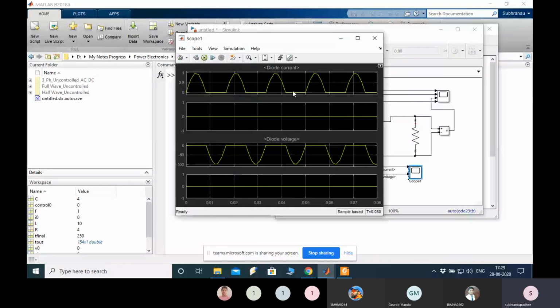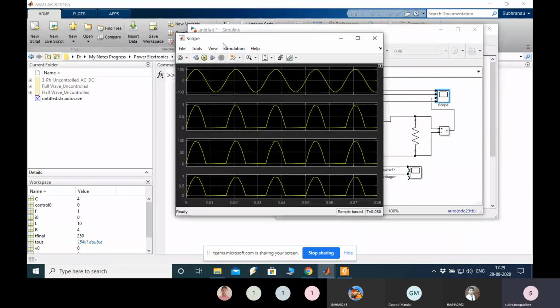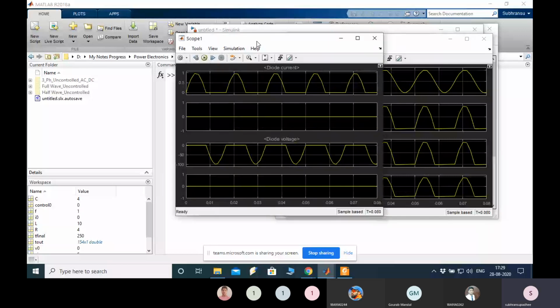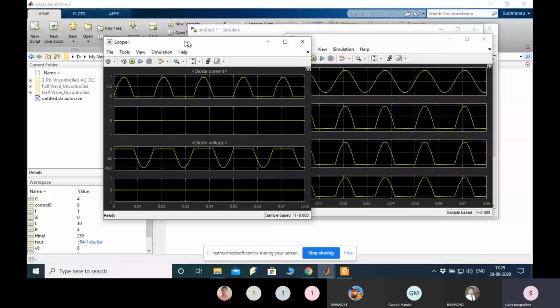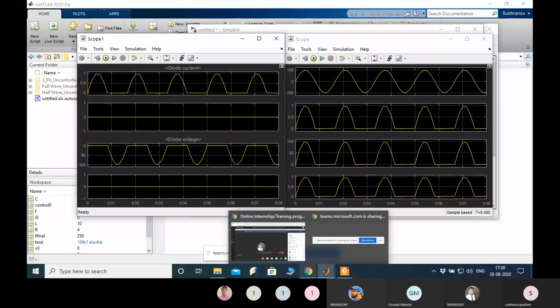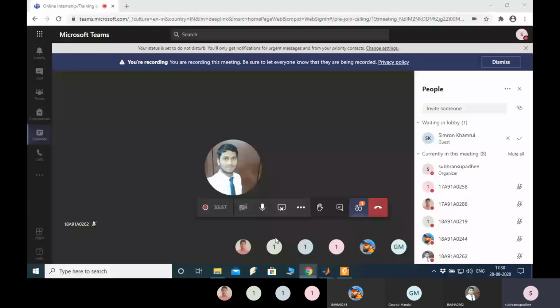Here you can see the diode current as well as the diode voltage, and here you can see very well the source voltage, source current, load voltage, and load current. Any doubt regarding this?